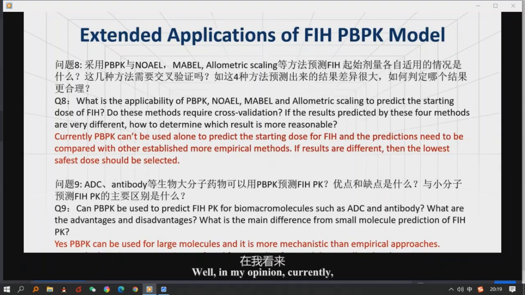Well, in my opinion, currently PBPK can't be used alone to predict the starting dose for first in human, and the predictions need to be compared with the other established, more empirical methods. If the results are different, then you do need to take the lowest safe dose into the clinic. Hopefully, in time, we will see PBPK modeling be able to be used alone to predict the starting dose, but we're not there yet.